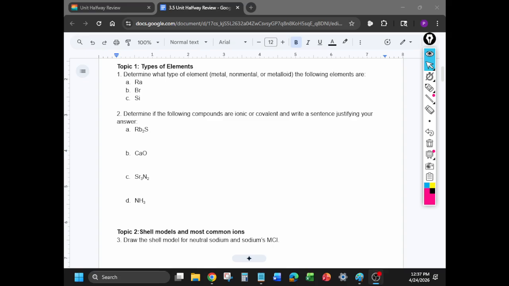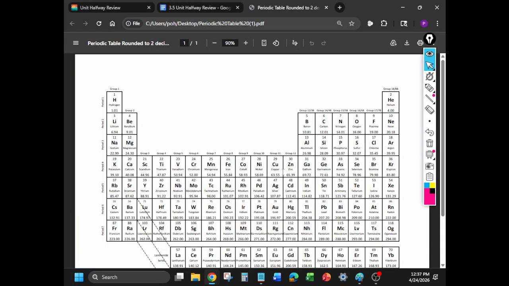Okay, so the first thing on your exam is going to be about types of elements. So just make sure you guys have your periodic table out. We talked about this a while ago, but just to make it very brief, there are 3 types of elements on the periodic table.